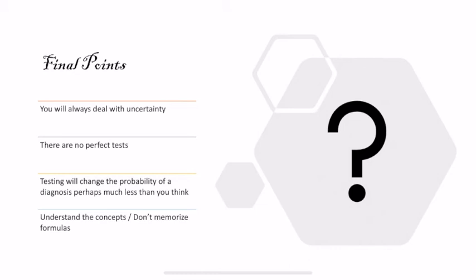So, final points. Last bit of summary to do. You will always deal with uncertainty. That's point number one. There's never going to be something that's 100% for sure in medicine. And never is strong. Never is very strong. But there's always a tiny sliver of uncertainty, even in the most certain circumstances. So just get comfortable with it. Realize it exists and that you're always making decisions on the basis of probability, not on absolute 100% certainty.